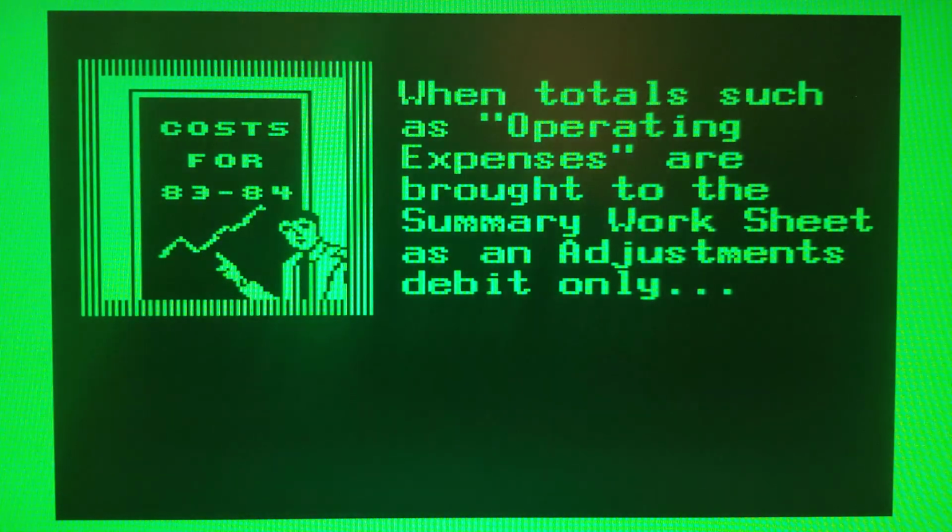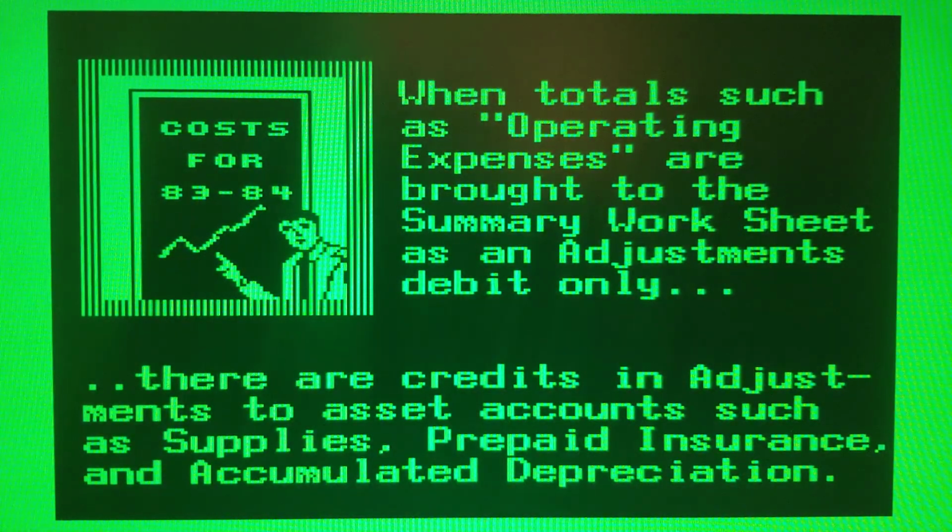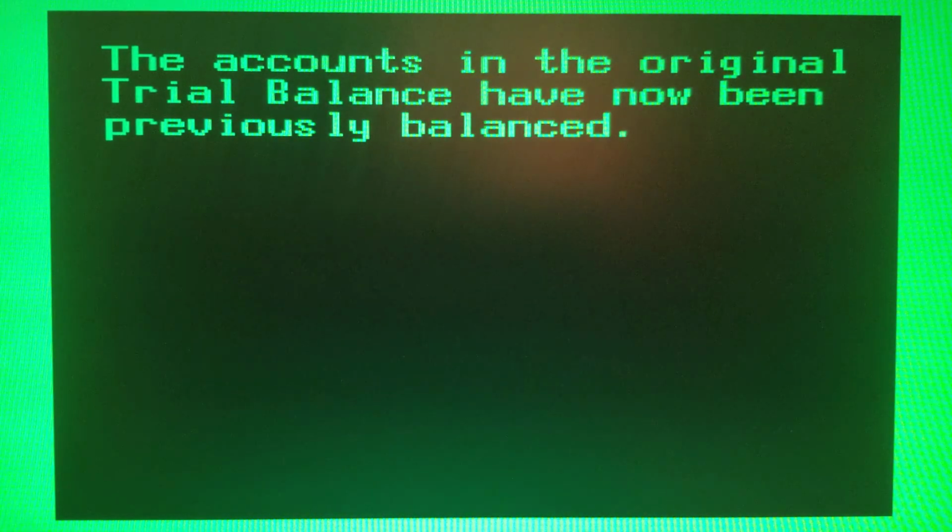When a total amount such as the operating expenses is brought to the summary worksheet as an adjustments debit only, there are, of course, offsetting credits and adjustments, mainly to asset accounts such as supplies, prepaid insurance, and accumulated depreciation. Amounts in the original trial balance have been previously balanced.